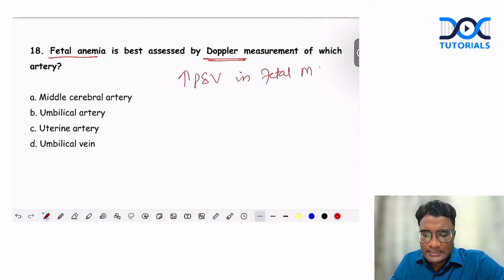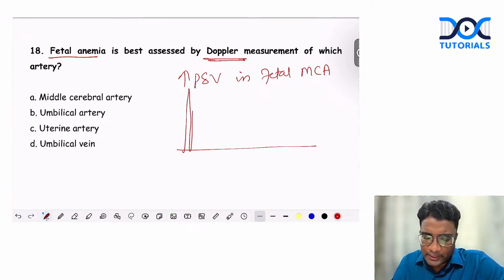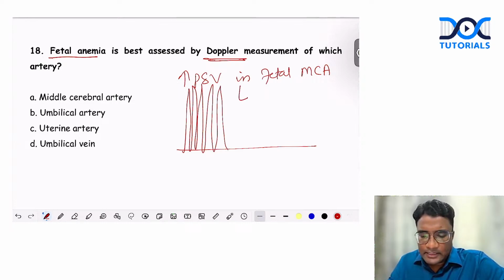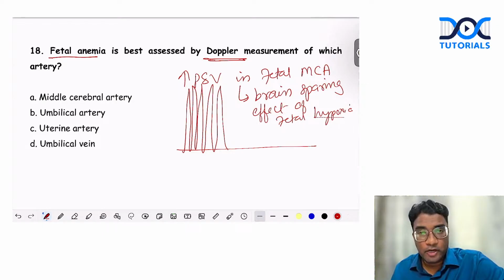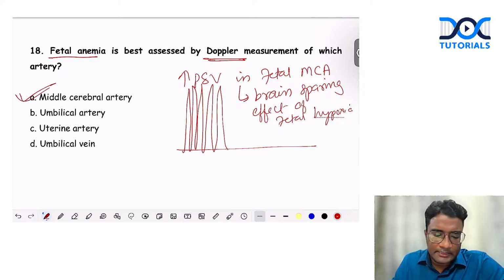In the fetal middle cerebral artery, if you see high pulsatility or increased peak systolic velocity, why is it occurring? Because of the brain sparing effect of fetal hypoxia, right? This was fetal MCA Doppler to non-invasively look at fetal anemia or fetal hypoxia or hydrops fetalis. So this is the fetal middle cerebral artery.